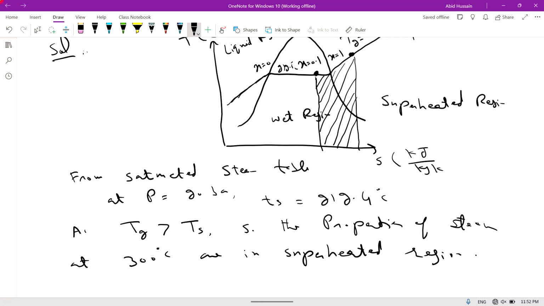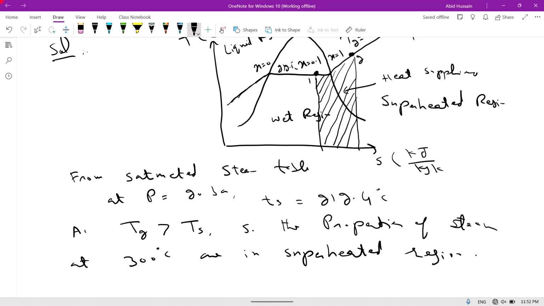Area under the curve, this is point 1, this is point 2. Area under the curve on the TS diagram is called heat supplied. This is total curve from process 1 to 2, so area under this curve is called heat supplied. This is TS diagram and this area represents heat supplied.